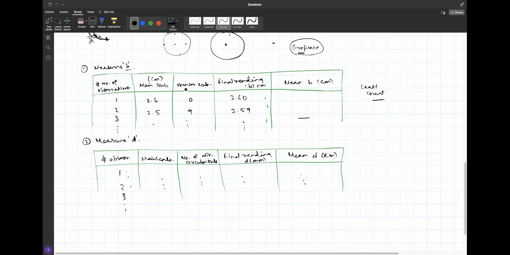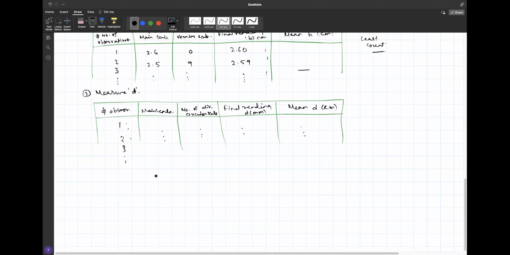And then once you have done that, so how do we define it? Maybe you already know this, but maybe I just write it. So for the slide calipers, it's always good to know these things. So we define something like this, which is one smallest main scale division divided by the number of vernier scale divisions.